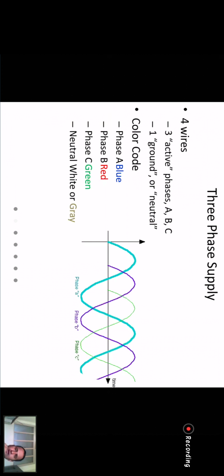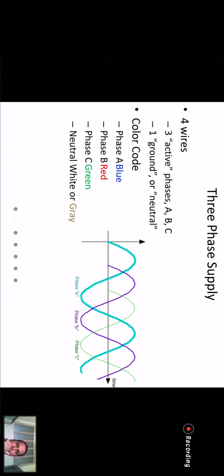Now we'll see the 3-phase supply. 3-phase 4-wire type, meaning 3 active phases A, B, C, and 1 ground or neutral.